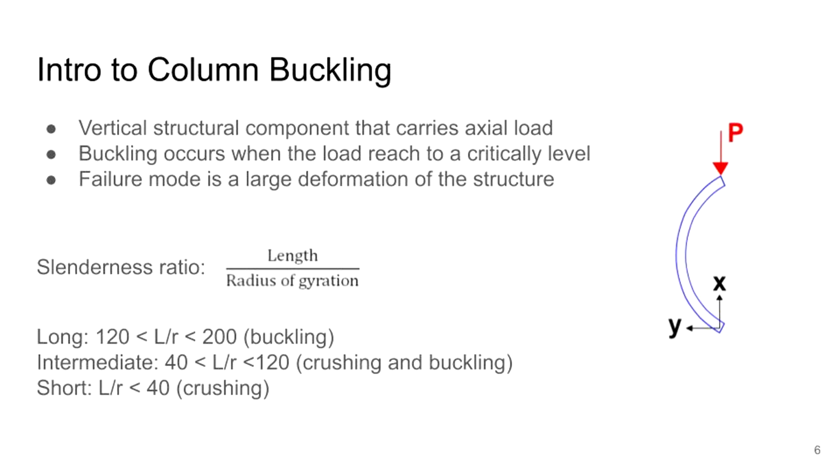An intermediate column has a slenderness ratio between 40 and 120. Its failure mode is a combination of buckling and crushing. And a short column has a slenderness ratio of less than 40. And its failure mode is crushing.